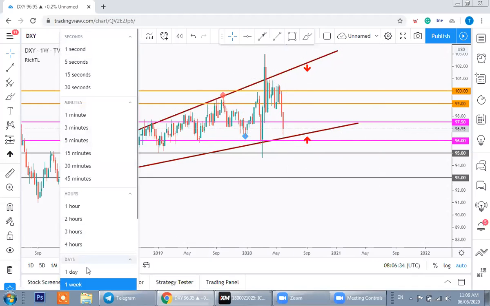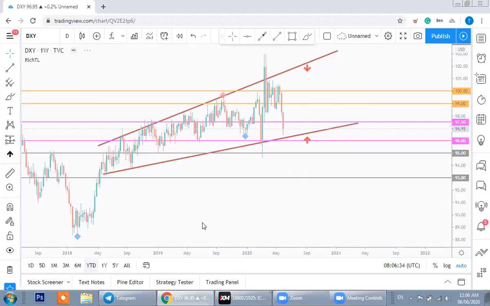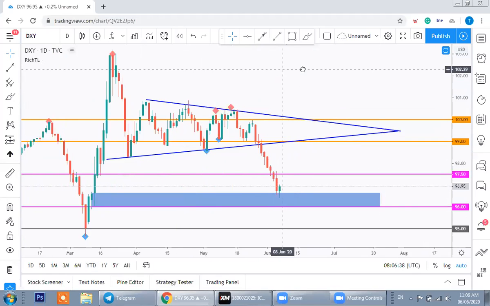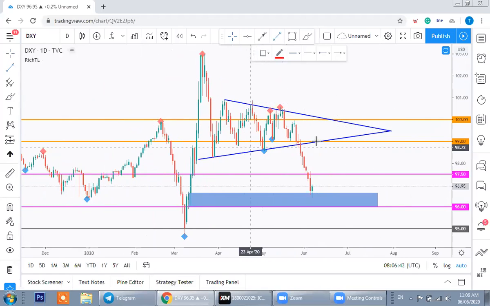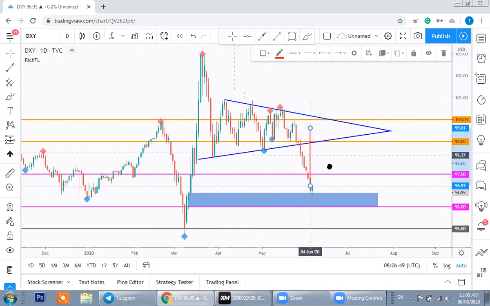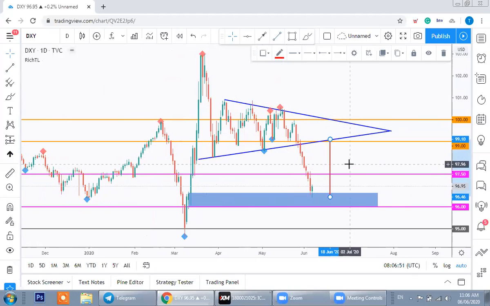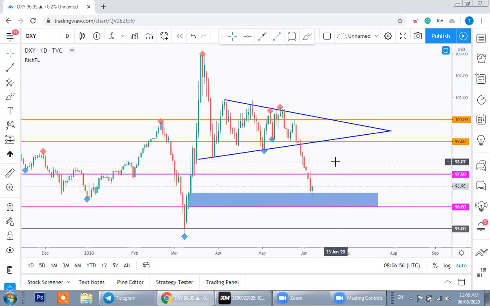If we zoom into daily time frame, we can see that the DXY was trading inside this symmetrical triangle. Don't worry, it's objective on H4. So here's our projection, and price almost filled its projection. So that's our first clue that many sellers are going to take their profit as price reached our symmetrical triangle projection.